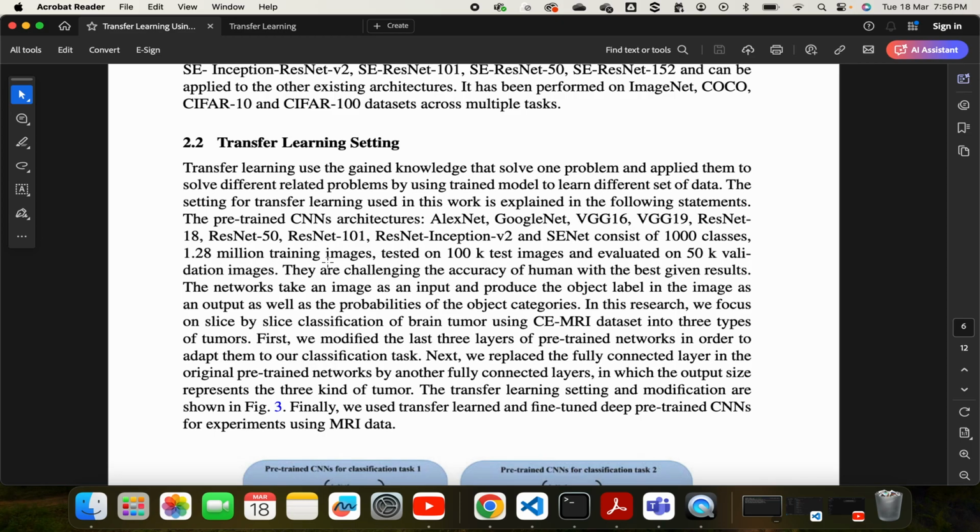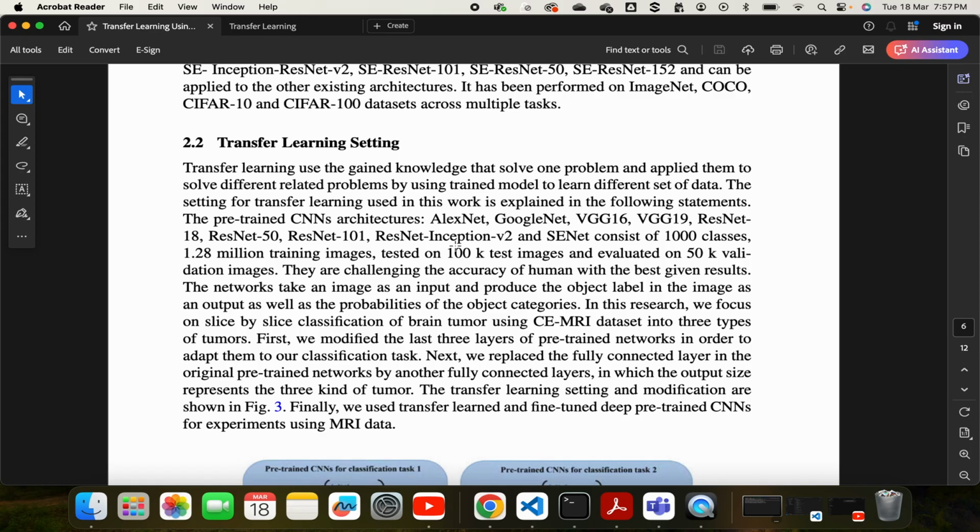over here, instead of building a model from the ground up, we use a pre-trained CNN and modify it to work on MRI brain tumor classification. This approach is particularly beneficial in medical imaging where labeled datasets are limited. So the CNN models used over here are AlexNet, GoogleNet, VGG16, and various other architectures, a total of 9 of them. And this consists of 1,000 classes trained on 1.28 million training images.